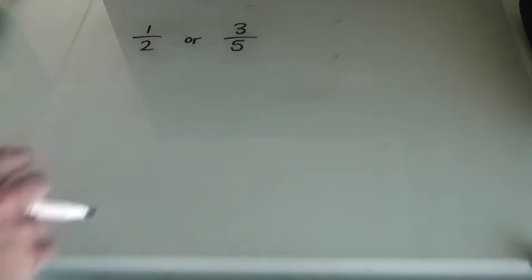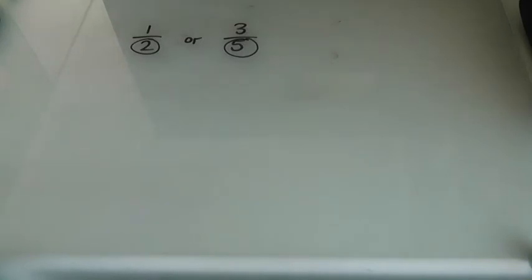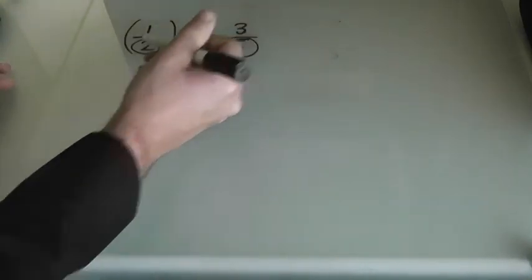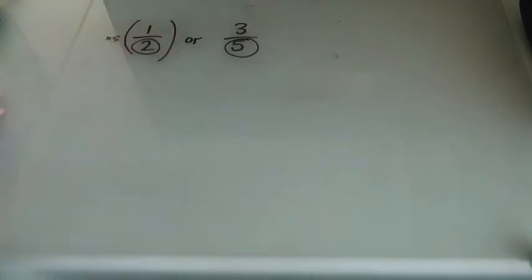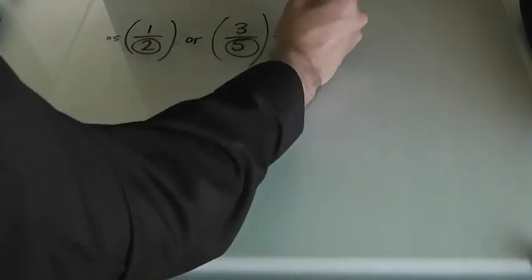So let's have a look at this. We've got a half and 3/5. If we want to work out which one is bigger, we could get the two denominators to be the same number, because then we just need to compare the top number, the numerator. So the easiest way to do it is times the two denominators. So we do 5 times 2, which will give us 10. So we're timesing this whole fraction by 5, and we're timesing this whole fraction by 2.